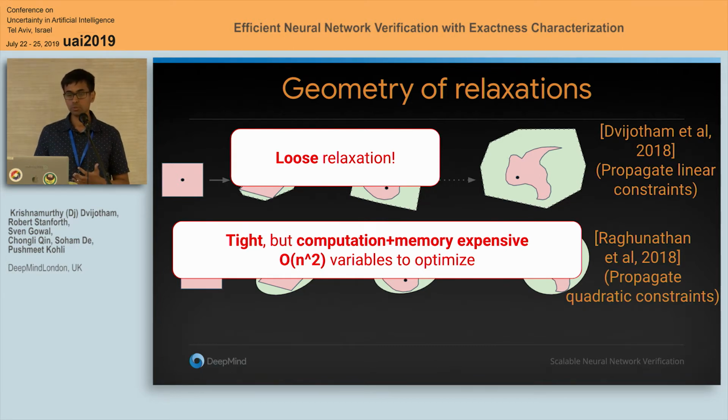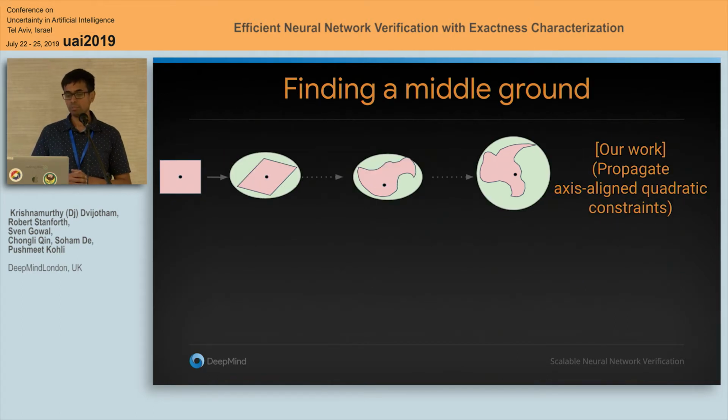So this gives you much tighter relaxations, but it's much more expensive, both in terms of computation and memory, because you have order n squared variables to optimize, where n is the size of the layers in your network. So essentially in our work, what we do is to try to find a middle ground.